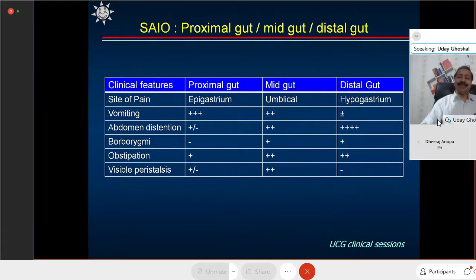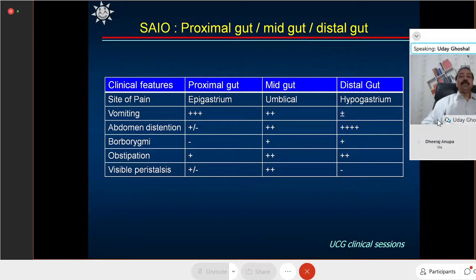Also, our patient had two episodes of recurrent subacute intestinal obstruction. So when you are at the bedside, we will ask you, does this patient have proximal gut obstruction, midgut obstruction, or distal gut obstruction? And you have to see the difference. Site of pain: epigastrium in proximal gut, you know why? Because the foregut extends up to the ampulla of Vater, and the nerve supply of the foregut is up to T9, and that is the nerve which supplies the epigastrium.